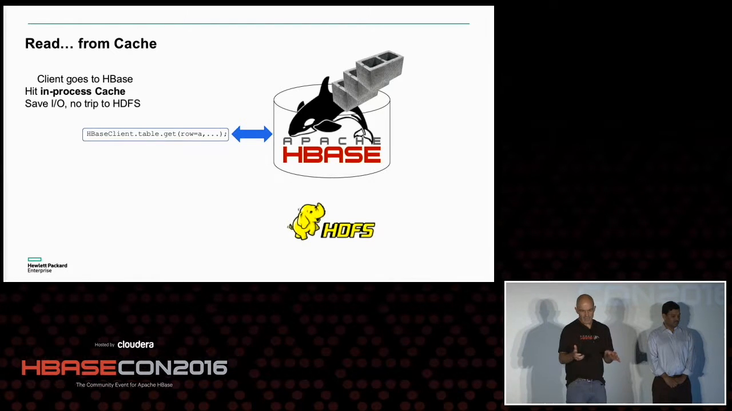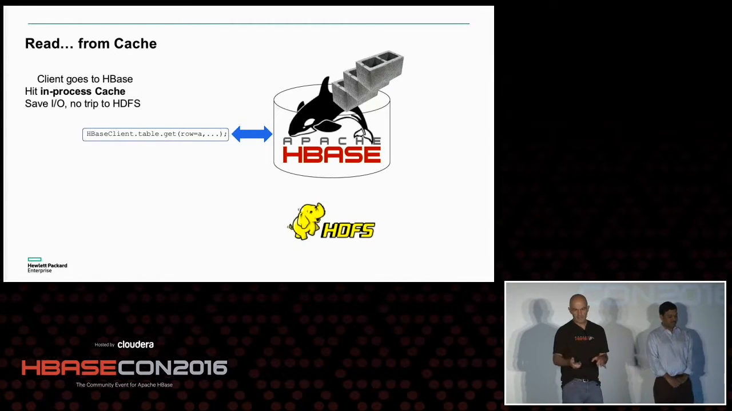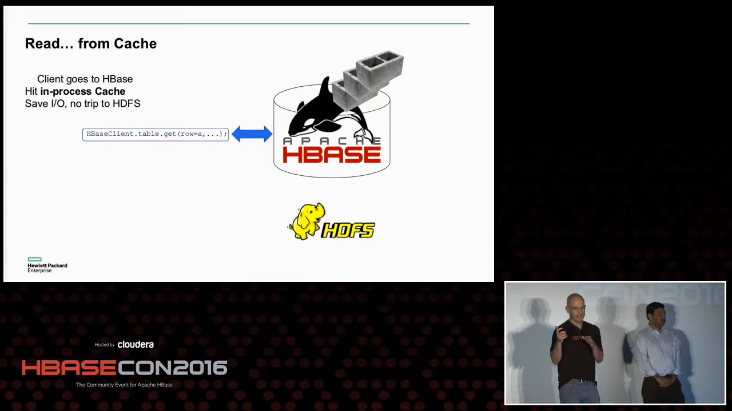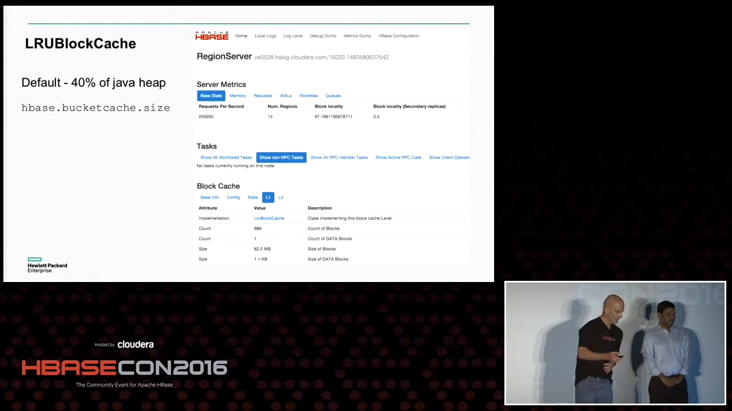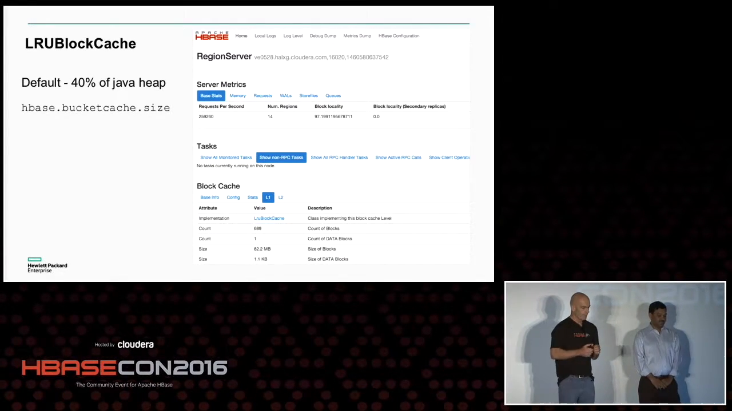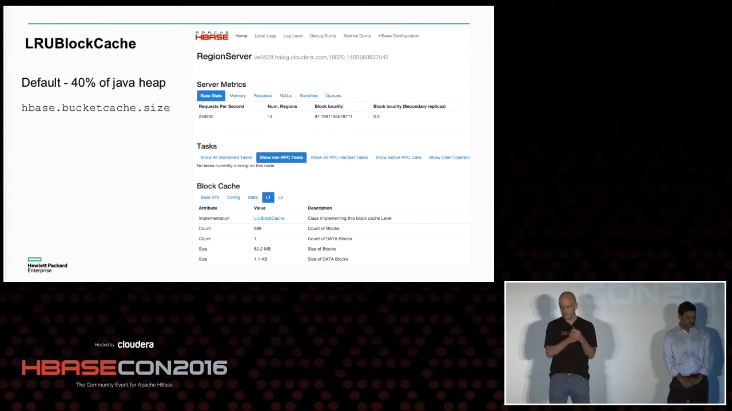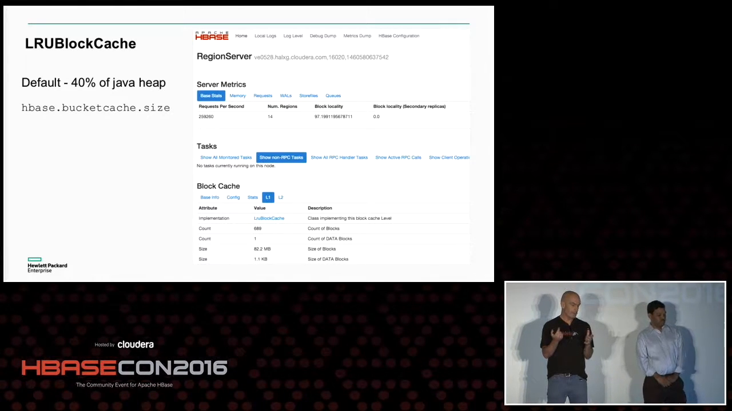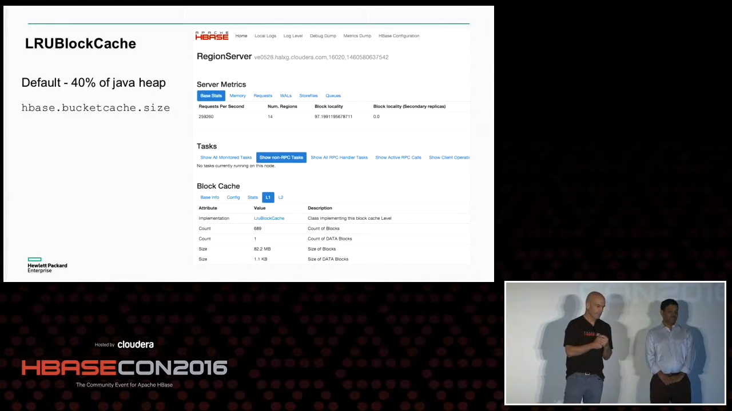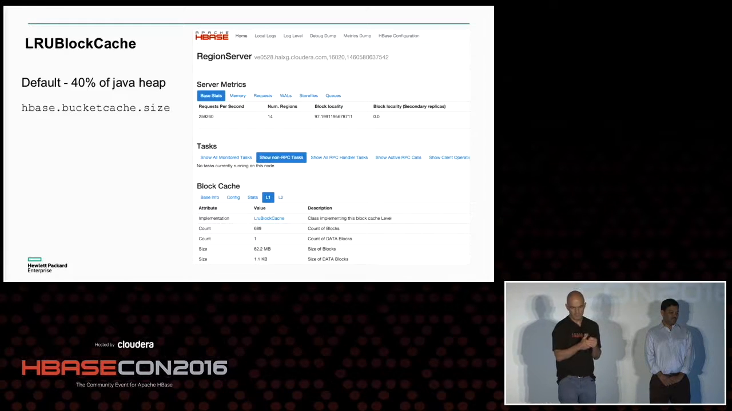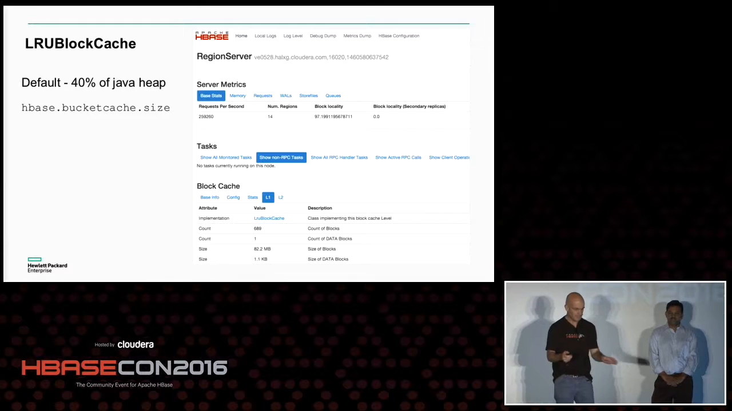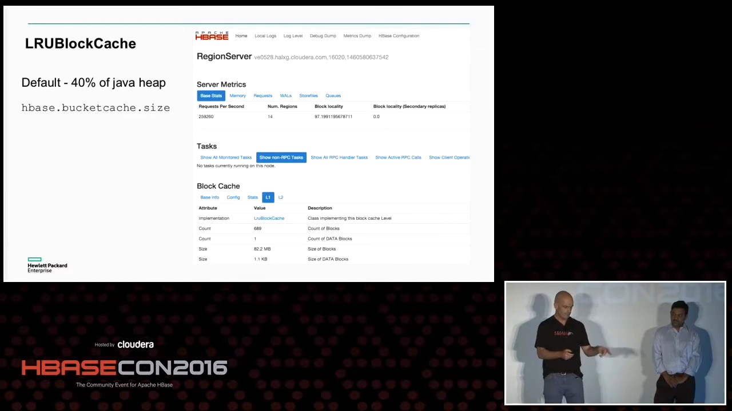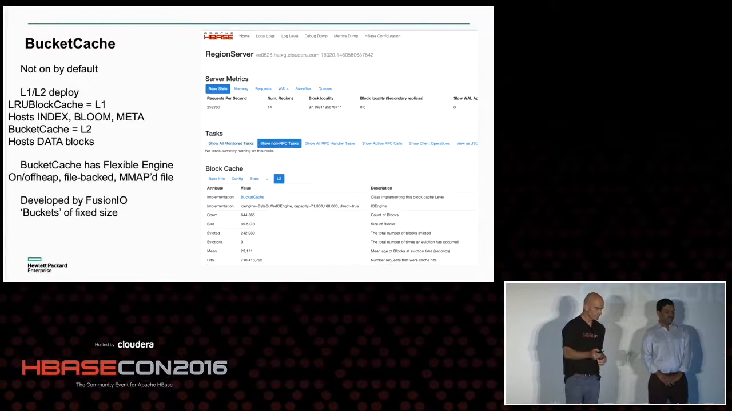So it would be nice if, instead of going to HDFS when you read, you could go to an in-process cache. As you can imagine, things would run faster. By default, HBase has a cache enabled. Generally it's about 40% of the heap. You can get some stats on it from the UI, like the hit rate and stuff, if you look here at the block cache section in the UI.